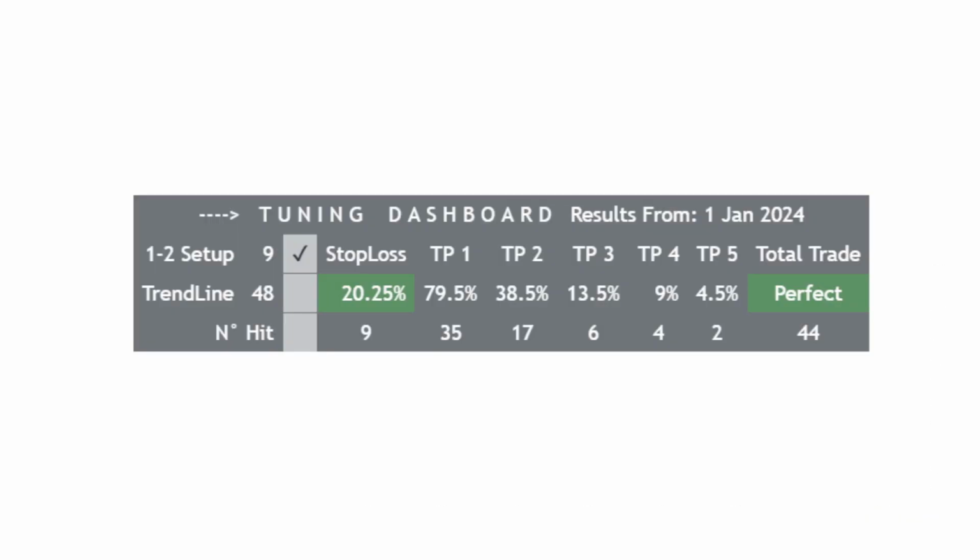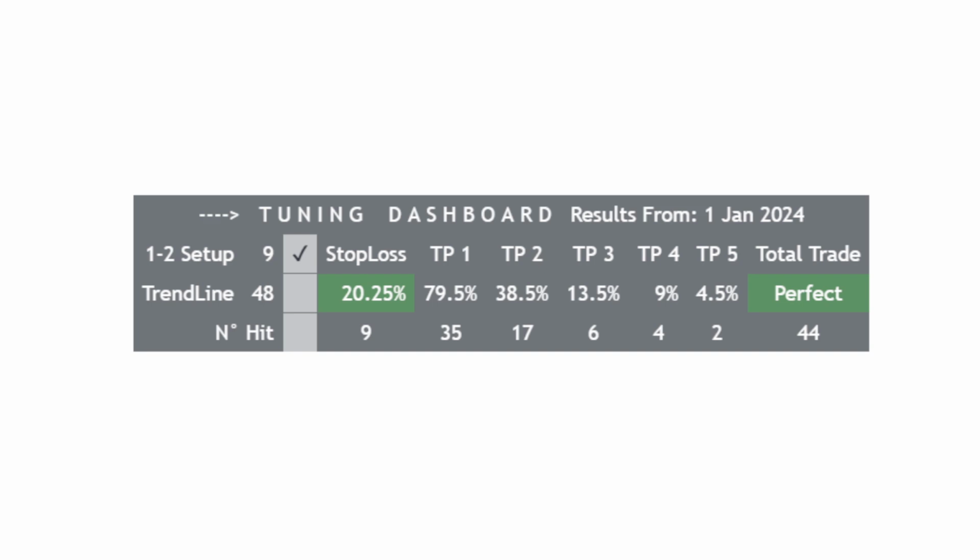Let's get back to the dashboard. It's showing the results from January 1st, 2024 for this specific asset. It tracked 44 trades. Out of those, 35 hit the take profit target while 9 hit the stop loss. That's an impressive 80% win rate with these specific settings. The settings are shown in column 1. I will dive into the settings in a minute.